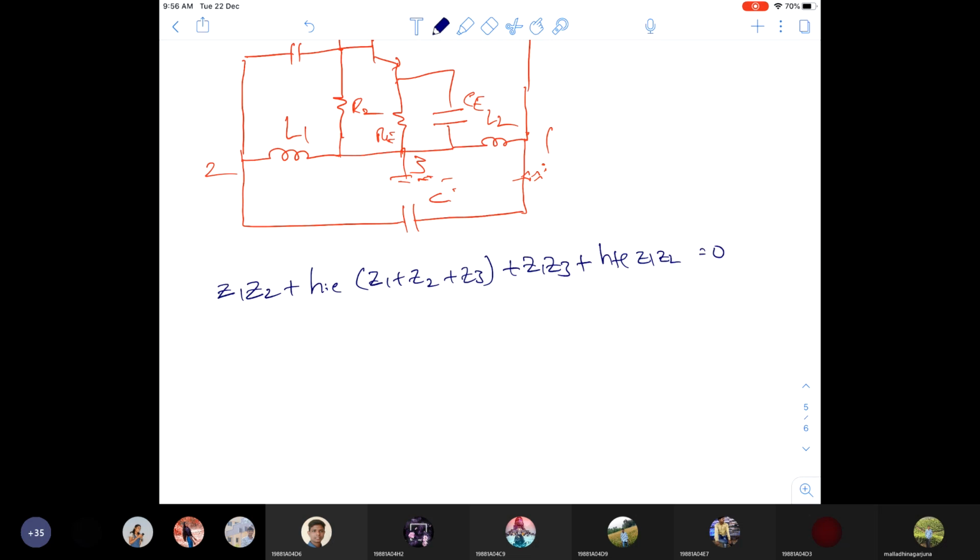Otherwise, you can take Z1 Z2 as common and redraw the equation. The equation is HIE into Z1 plus Z2 plus Z3 plus Z1 Z3 plus 1 plus HFE into Z1 Z2 equal to 0. This is the general equation.